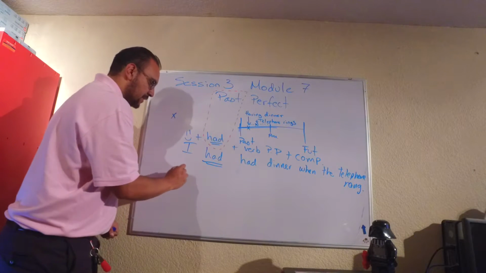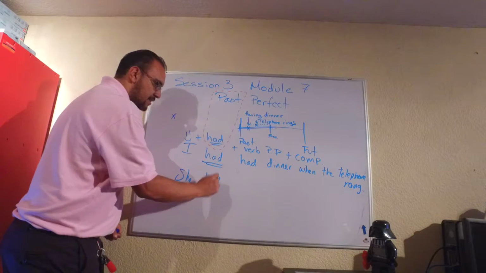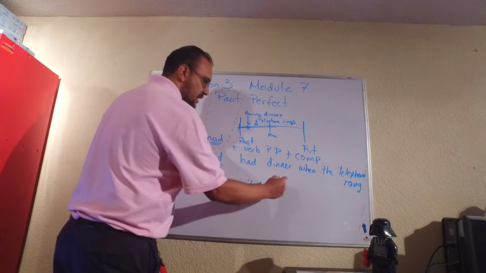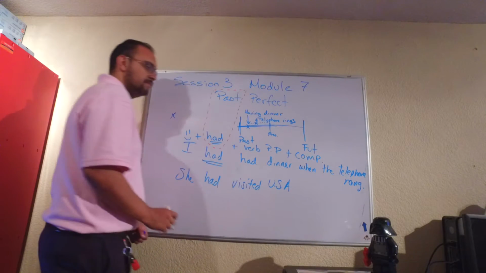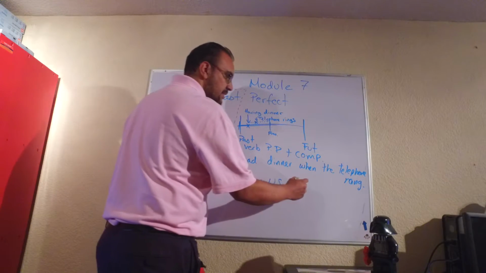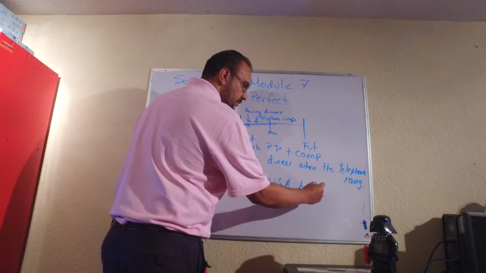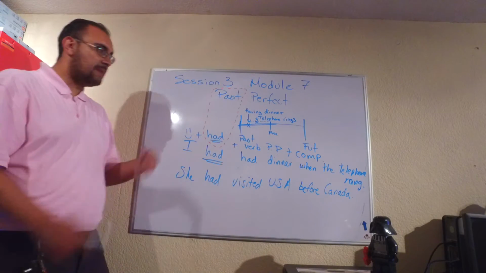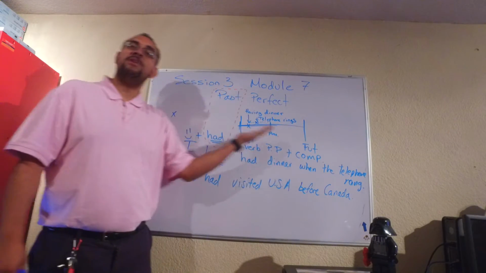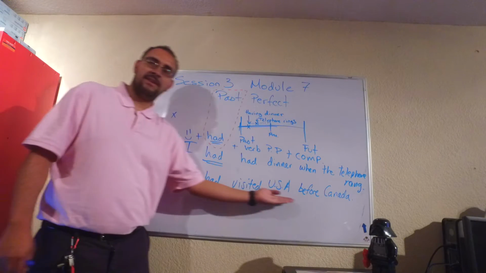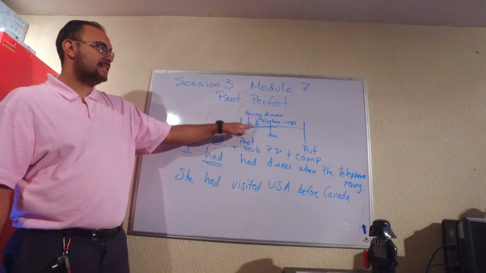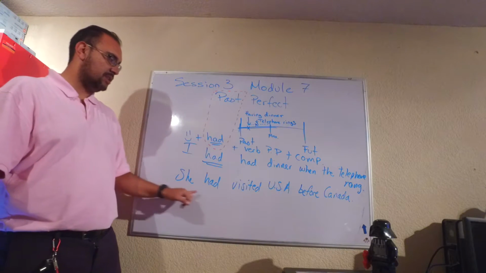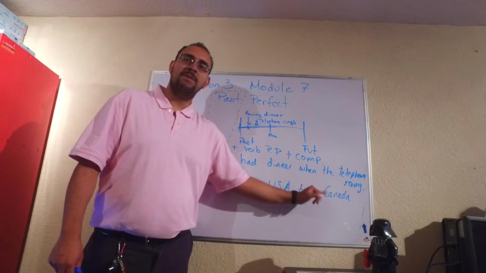This is just the verb. She had, let's talk about visit. She had visited United States of America. She had visited United States before Canada. It means she traveled to Canada, but before traveling to Canada, she visited the United States. So it's the past of the past. An action in the past that happened before another action. She had visited USA before Canada.